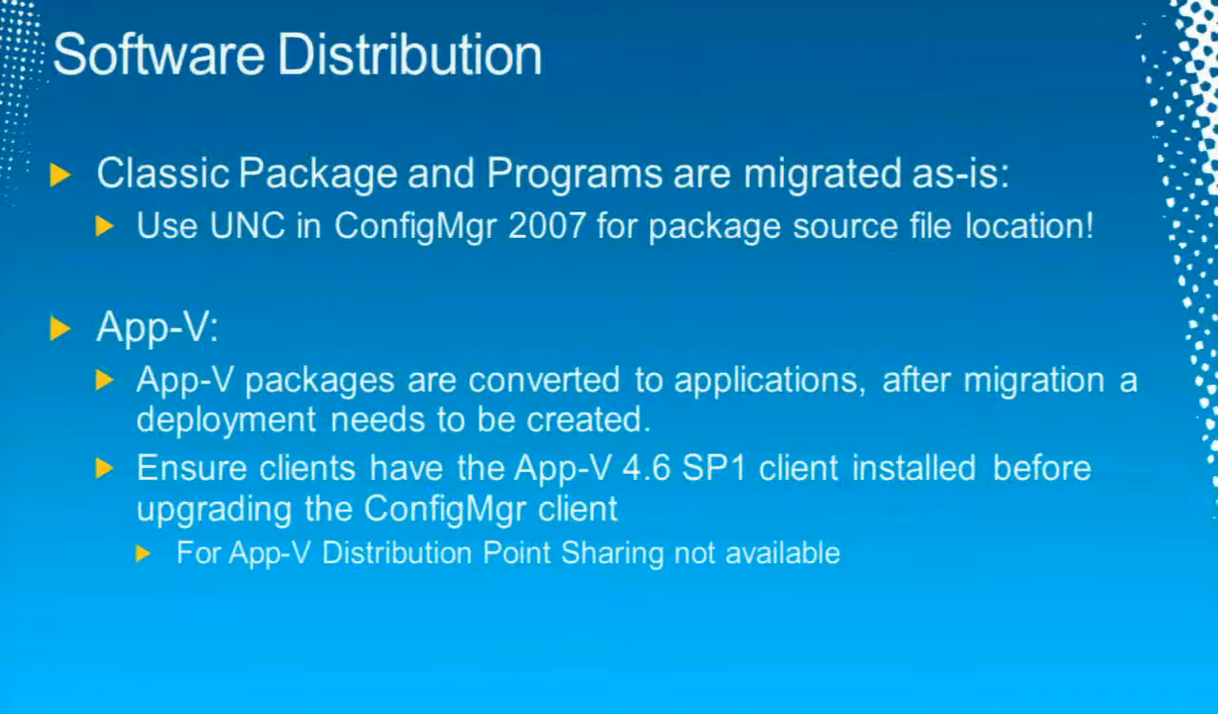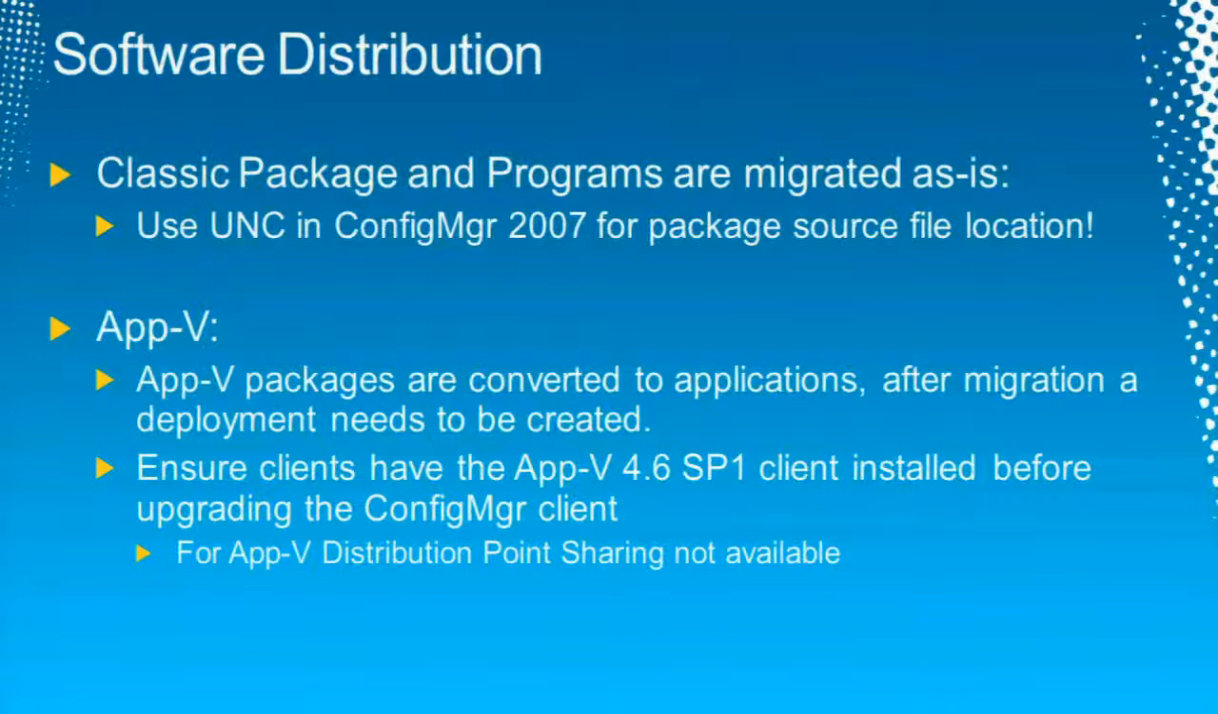Software distribution: we migrate classic packages, or physical packages if you want to call them that, as is, which means a package migrates over as a package. So we still have the packages node in 2012. Your standard software distribution packages become packages in 2012. Same program, same command lines, everything. By default, we will disable the advertisements for those software distribution packages as we create the deployments in 2012. That's an option in the migration job wizard you'll see coming up that you can enable or disable.